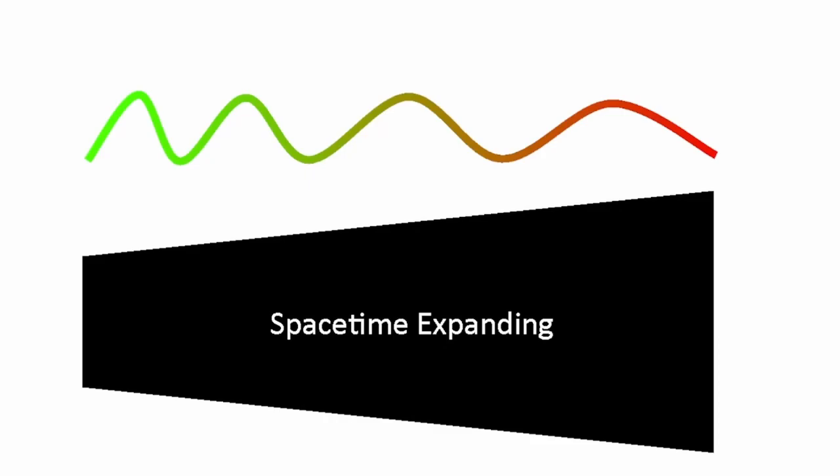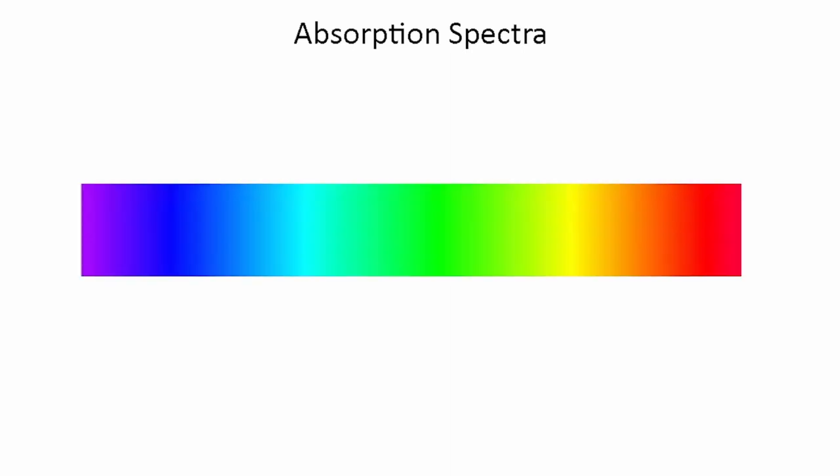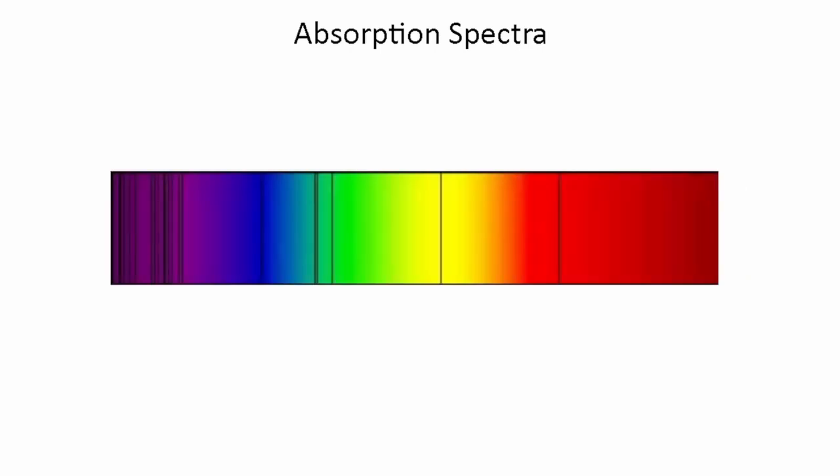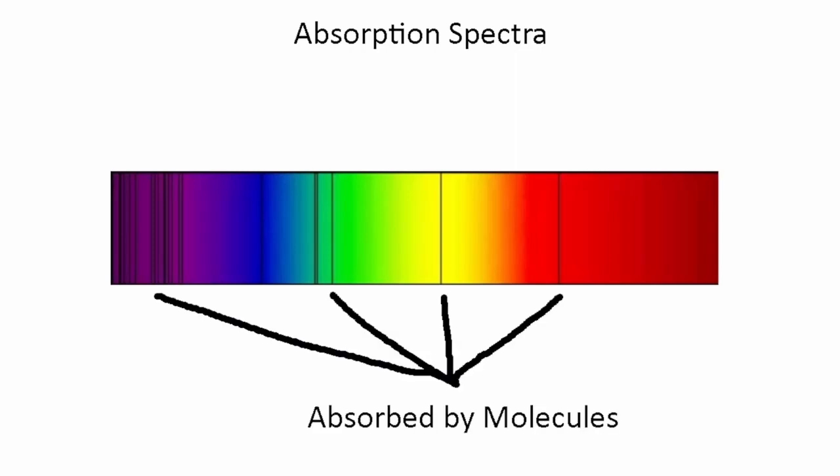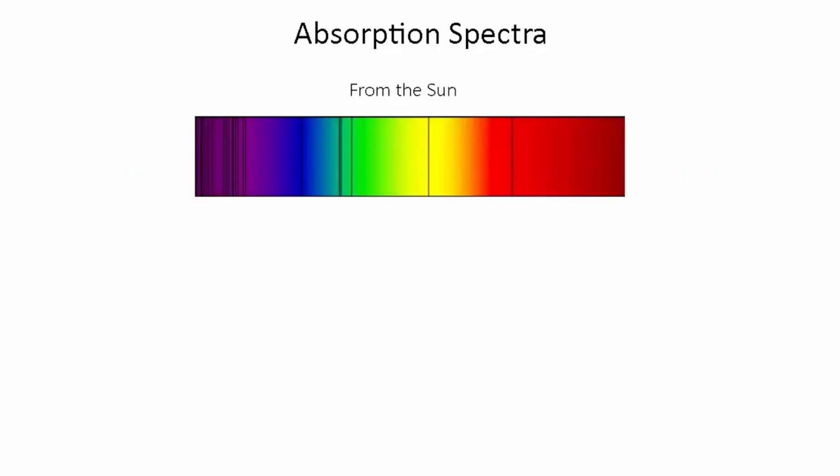Absorption spectra, with the help of redshift, help us to see that the universe is expanding. These are the wavelengths of light represented in colors. When visible light travels through a medium, some of these wavelengths are absorbed by molecules in the medium, thus giving us an absorption spectra like this. When we see the absorption spectra of the sun, per se, it would look something like this, with multiple black lines in the middle.